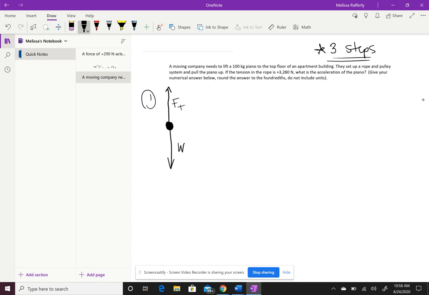You're always going to have weight on the bottom, and then the upward force is going to be tension, or it could be air resistance if something's falling through air, or it could be the buoyant force if it's falling through water.